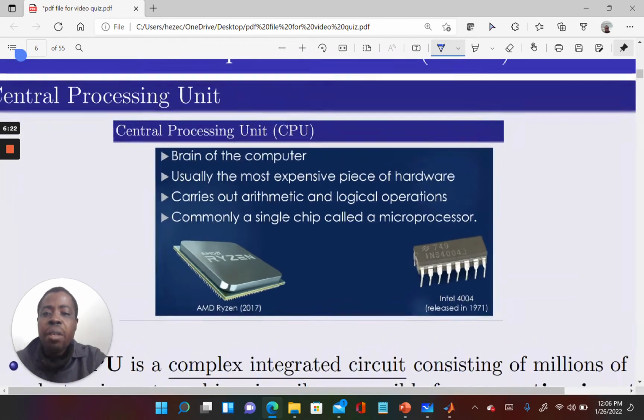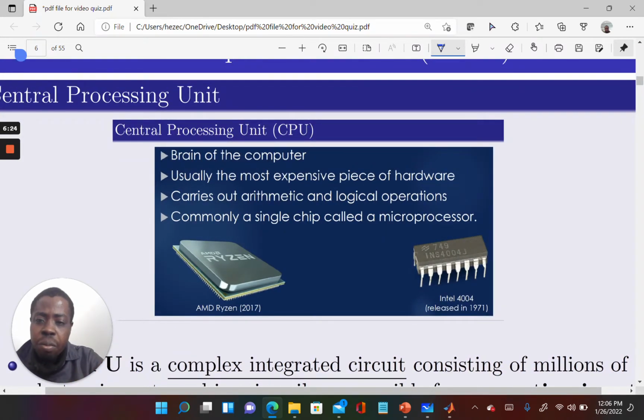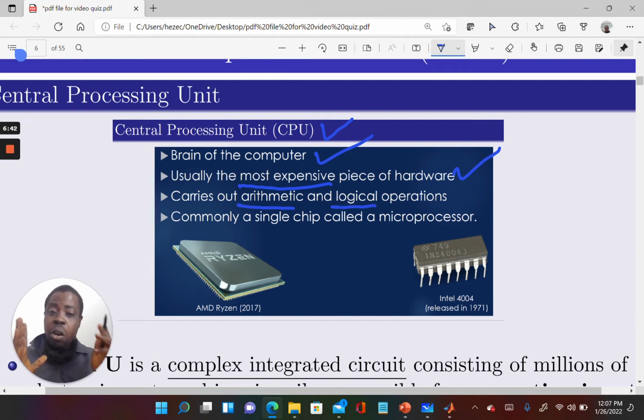Now, the CPU, like I said before, this is a typical CPU, is the brain of the computer and is the most expensive piece of hardware. And what does it do? It carries out arithmetic and logical operations. What do you mean logical?